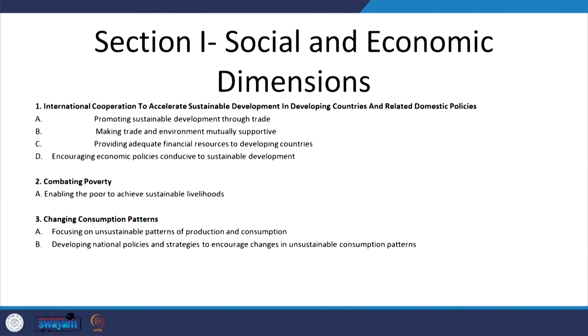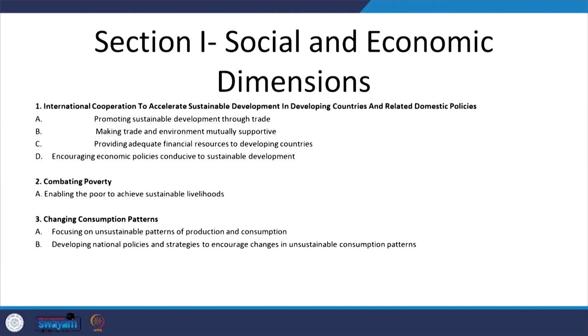The second agenda is combating poverty, enabling the poor to achieve sustainable livelihoods. Now, it was the responsibility of individual states or countries to formulate policies in order to eradicate poverty. We will look at how successful Agenda 21 has been ever since it first came into existence. Let us first go through all the agendas listed in Agenda 21. The third agenda is changing consumption patterns, focusing, as the principle also stated, on sustainable patterns of production as well as consumption.